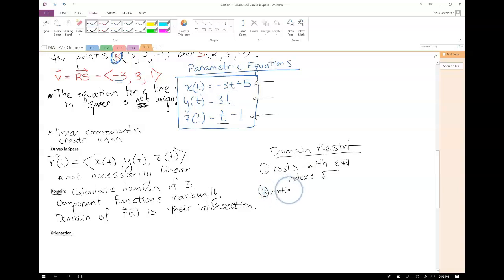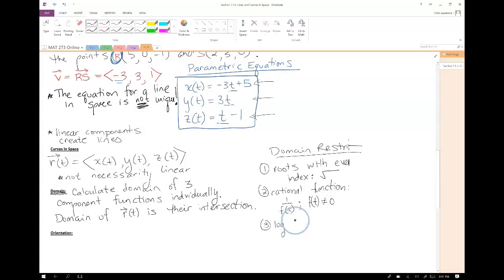Another issue we come across is rational functions. With rational functions, we see a component that has a fraction with a variable in the denominator, like 1 over f of t. We need to make sure that f of t is never 0, because it's in the denominator and we're not allowed to divide by 0.